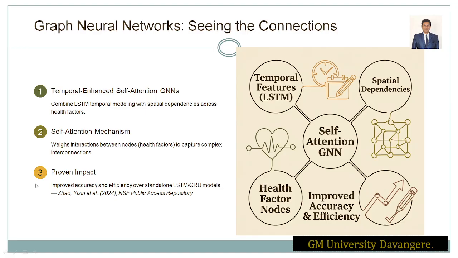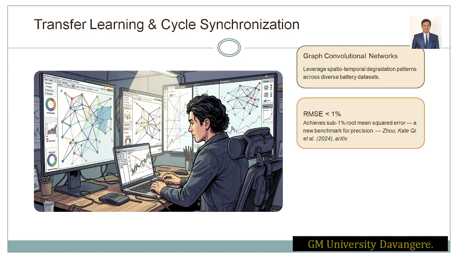If you talk about the proven impact, that may be accuracy and efficiency over a standalone LSTM and also the GRU. Let us see the different models, given with the reference of one paper. This paper has made a lot of impact in improving the accuracy and efficiency of the overall standalone LSTM and GRU models. Now let us see how the transfer learning cycle synchronization will occur.